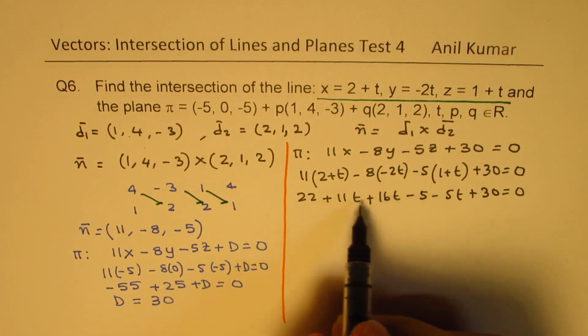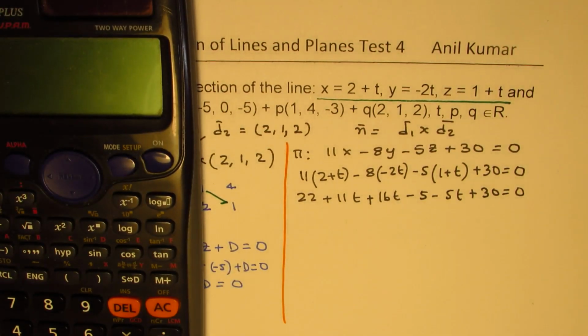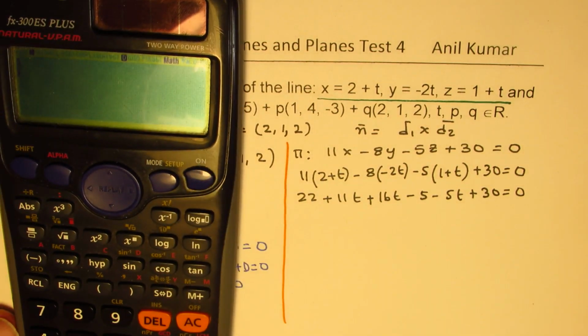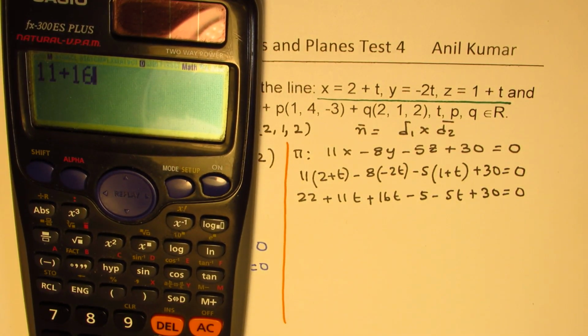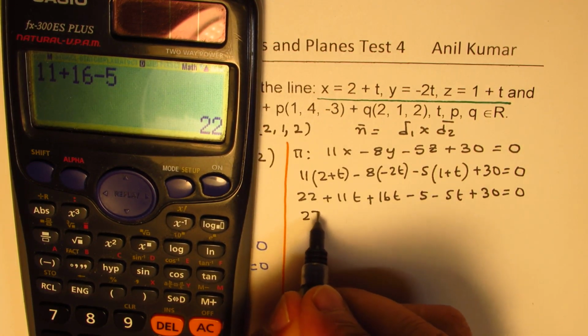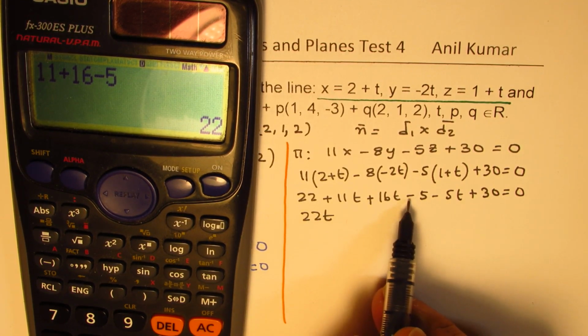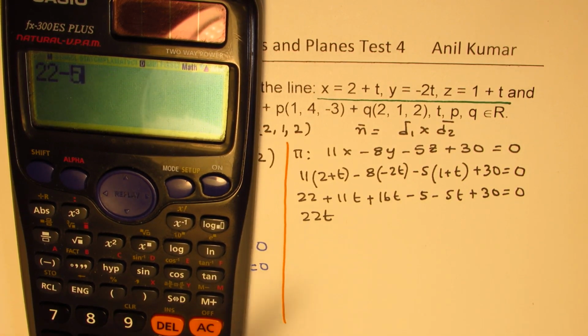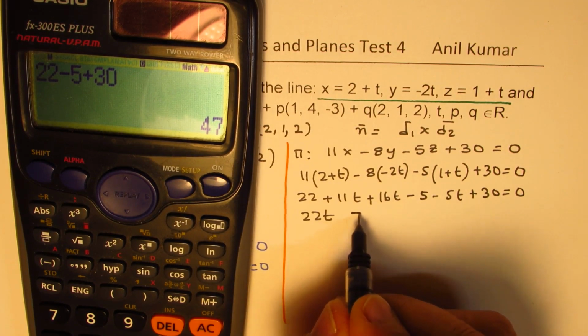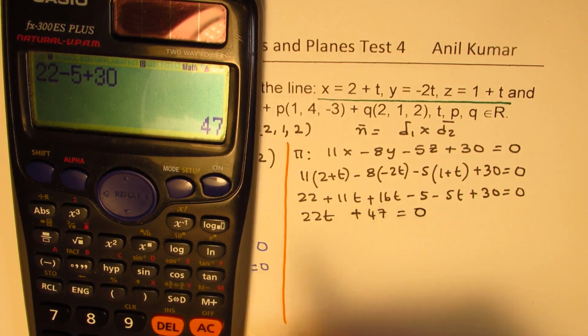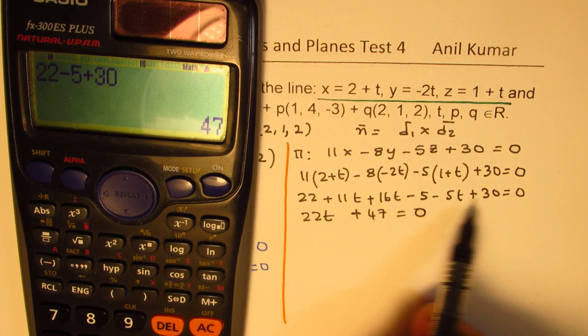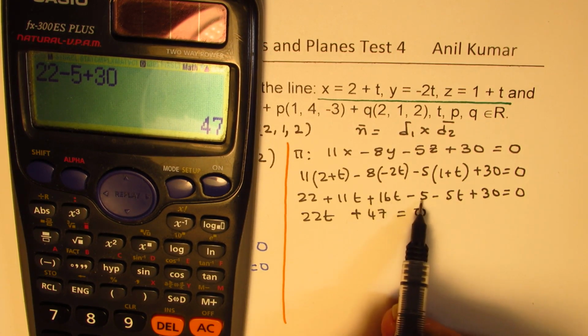Let's use the calculator. So we have 11 plus 16, and from here we'll take away 5. So as far as t is concerned, we have 22t, and the numbers are 22 plus 30, minus 5. So we have 22 minus 5 plus 30, which gives us 47. So that is positive 47 equals 0.